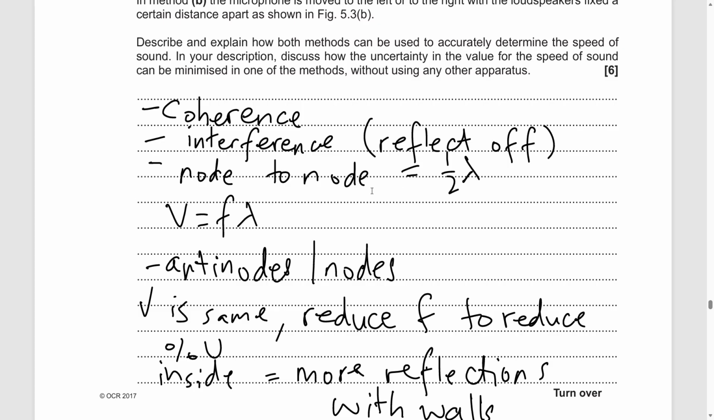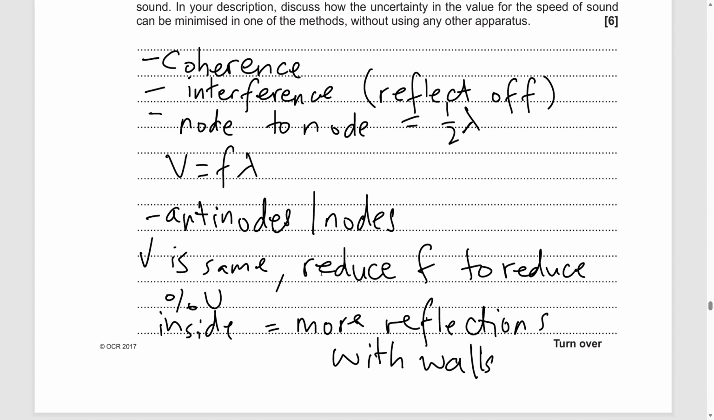For the next question, talk about coherence, talk about interference, talk about reflecting off one edge or the boundary. Node to node is lambda over 2. Mention the equation V equals F lambda. Talk about antinodes and nodes. V is the same. To reduce uncertainty, because lambda can be quite large, you want to reduce F. So that's how you reduce percentage uncertainty. And then why would you do the experiment inside? Because you want to have less reflections. More reflections with the walls will interfere with your experiment.